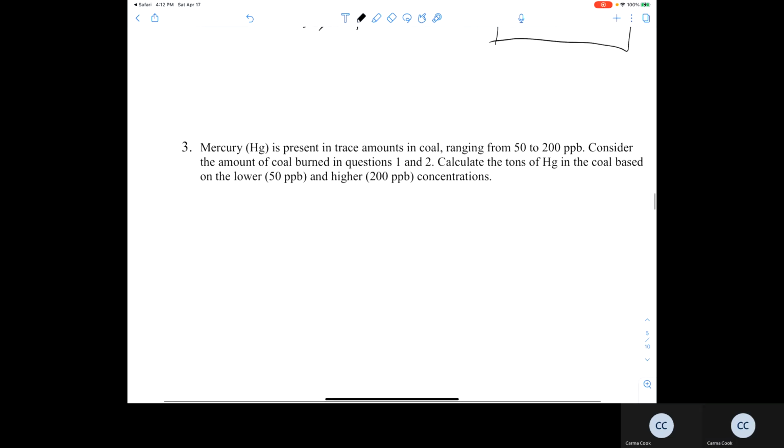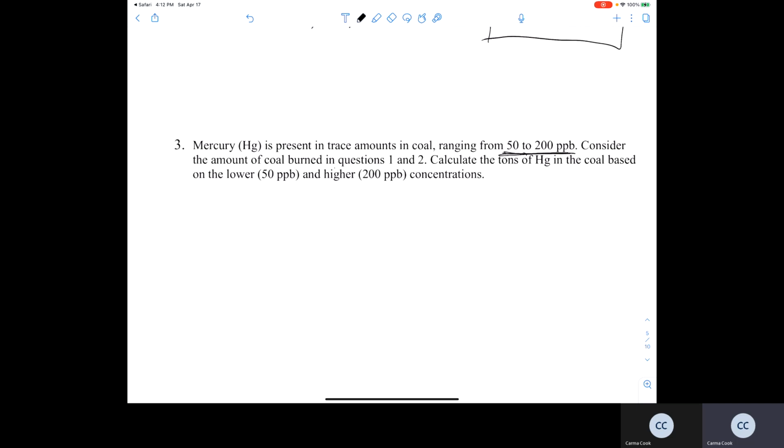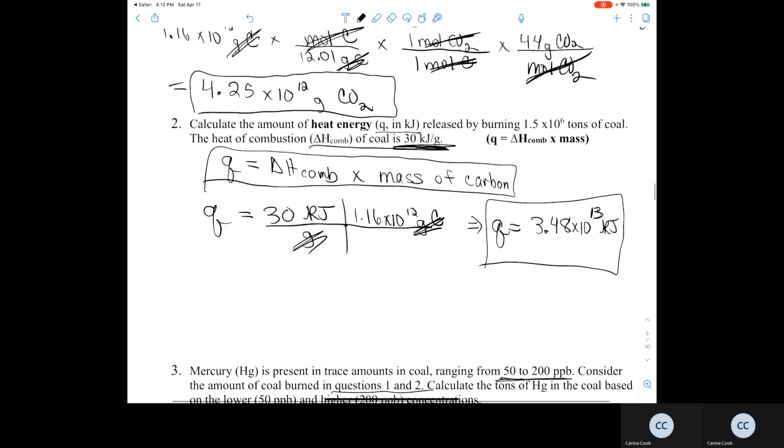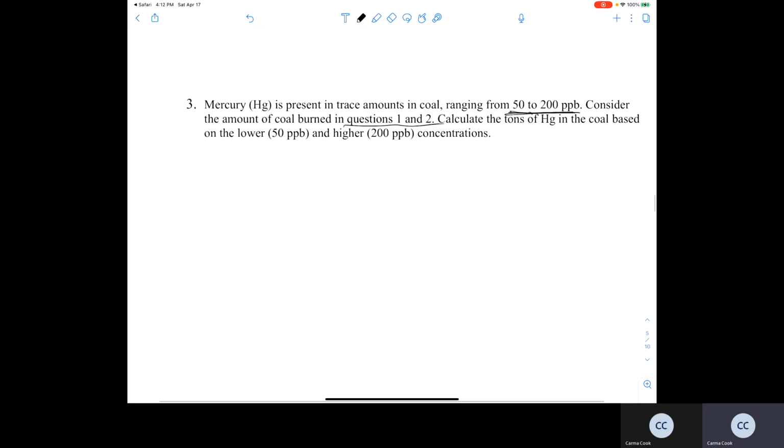Question 3. Mercury is present in very, very small trace amounts in coal. Mercury can exist in coal at concentration ranges between 50 and 200 parts per billion. So considering our amount of coal burnt in questions 1 and 2, 1.5 times 10 to the 6 tons, calculate the tons of mercury in the coal based on this lower concentration range, 50, and the higher concentration range, 200 parts per billion.